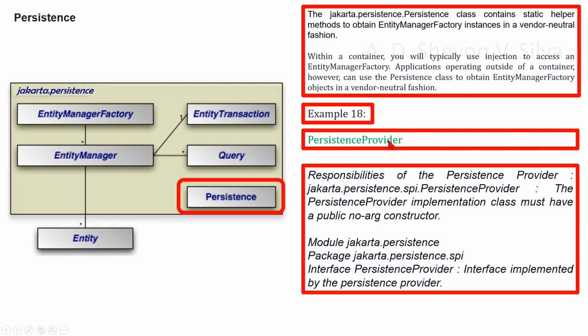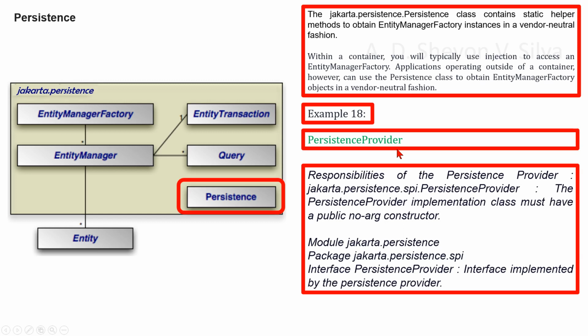Now we are considering jakarta.persistence.spi.PersistenceProvider in responsibilities of the persistence provider. The persistence provider implementation class must have a public no arg constructor. The interface PersistenceProvider in package jakarta.persistence.spi in module jakarta.persistence is the interface implemented by the persistence provider.